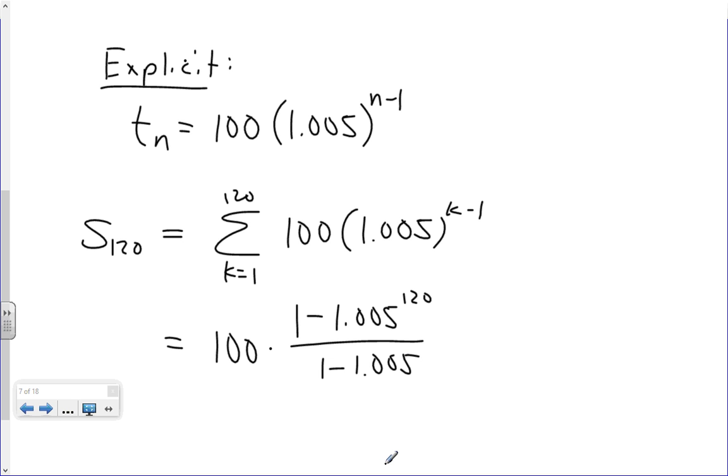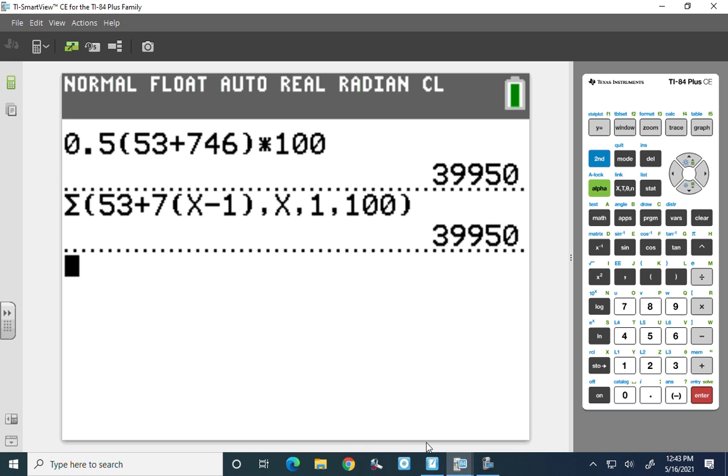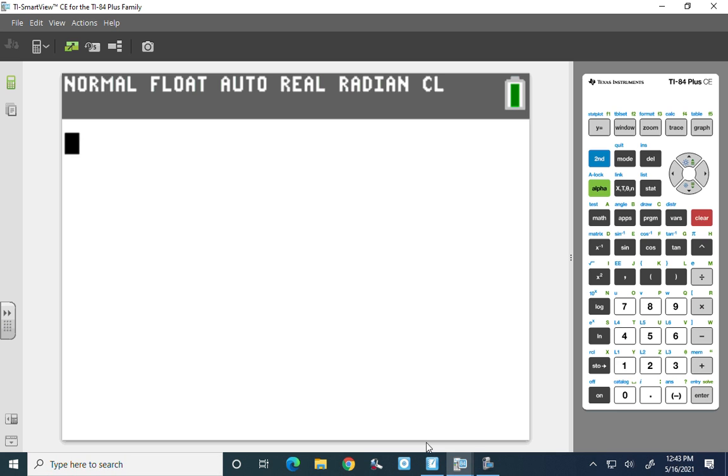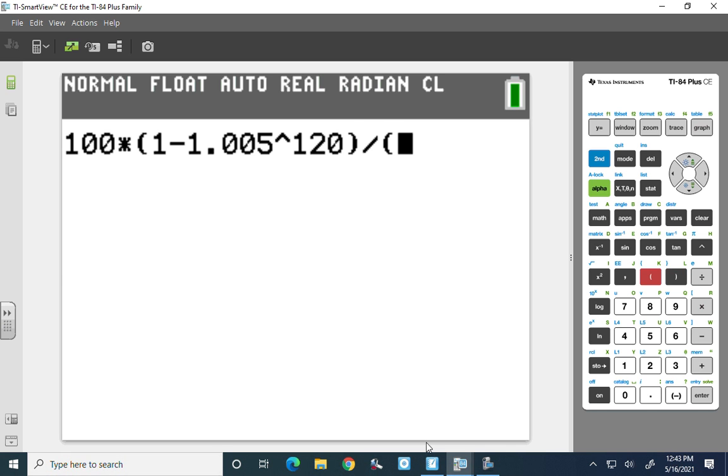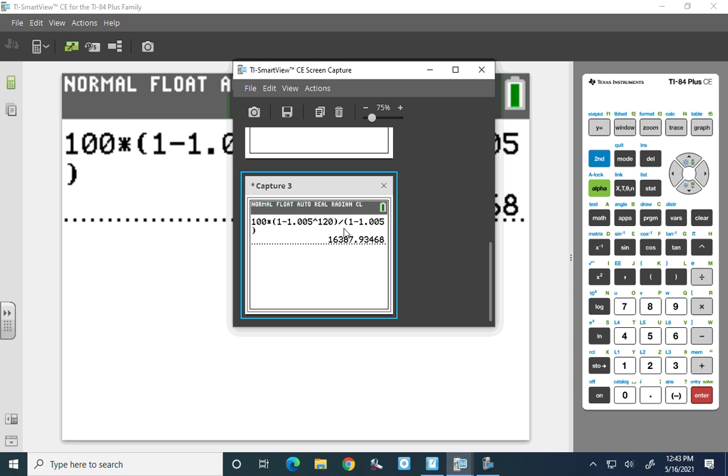All right, let's grab our calculator and see what that gives us. We've got 100, and we're going to multiply that by 1 minus 1.005 raised to the 120th. And we've got to divide that by 1 minus r, 1 minus 1.005. And what do we end up with? We end up with $16,387 and some change. Just grab a picture of that. We'll put that in our slide.